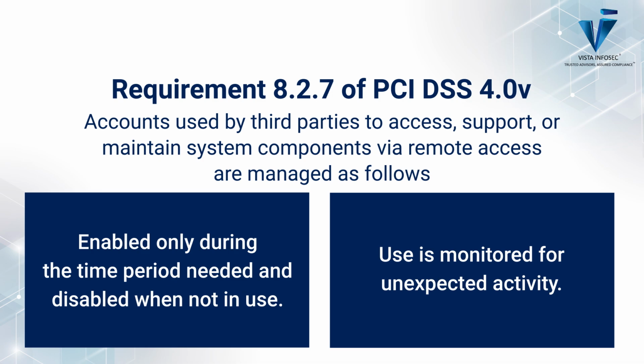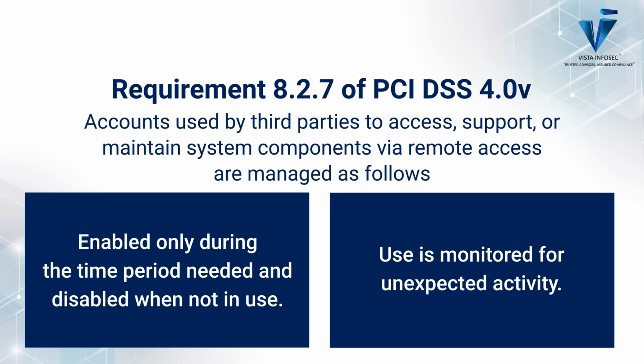So earlier, what would happen is clients would say that under 3.2.1, this requirement only speaks about monitored when in use. So they'll say, oh, we are logging it. But if you're logging it, then who's monitoring those logs? Because those are outside users. So that is where version 4 speaks about use is monitored for unexpected activity. That means you have to keep it under constant monitoring.